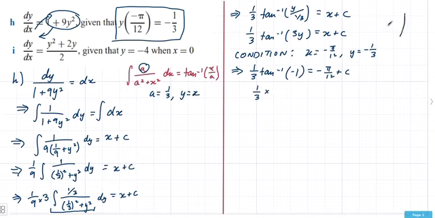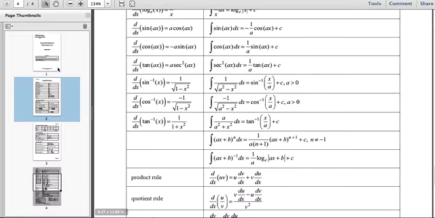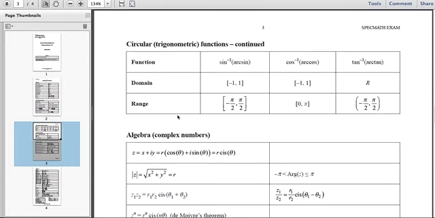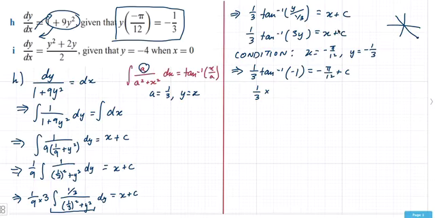Inverse tan of negative 1 is going to be sitting over here or over here. Because we're looking for inverse tan, just going to the formula sheet, you can see that we've got inverse tan from negative pi on 2 to pi on 2. So that means from negative pi on 2 to pi on 2 is this section here. So we're going to go with that being the negative pi on 4.